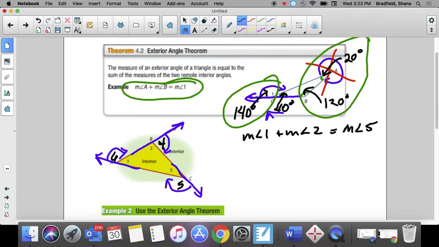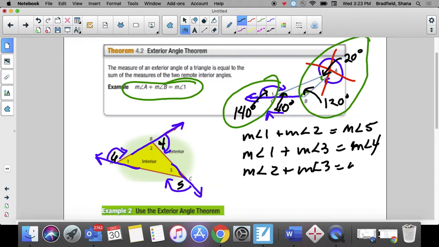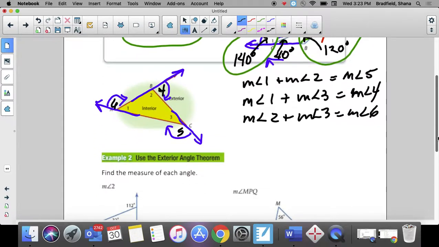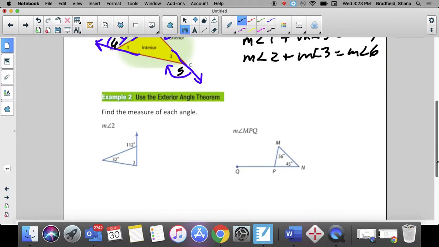Which ones would give me 4? Well, the remote interiors would be 1 and 3. So the measure of angle 1 plus the measure of angle 3 would be the measure of angle 4. And then for 6, the remote interiors, again the ones that are further away, would be angles 2 and 3. So the measure of angle 2 plus the measure of angle 3 is equal to the measure of angle 6. All right, so that's how we do exterior angles.